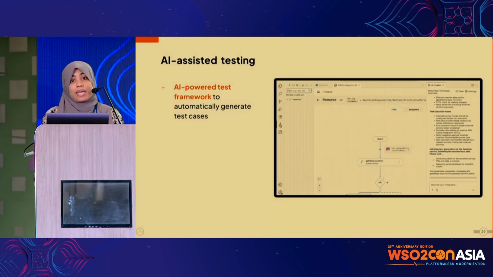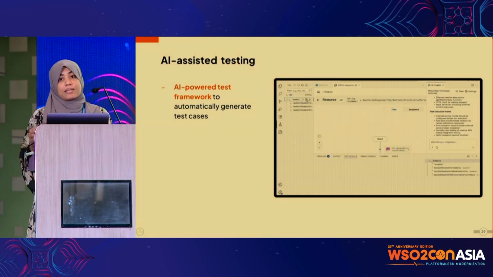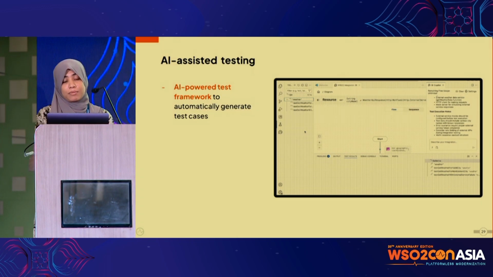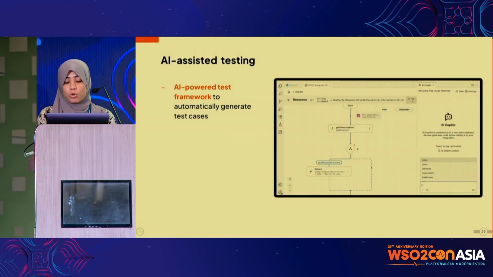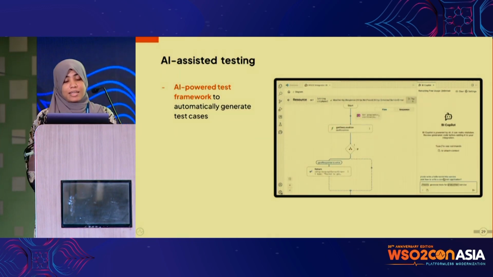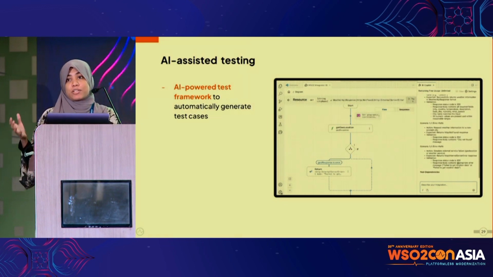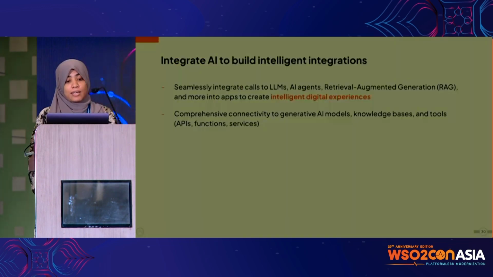There's also AI-assisted testing. BI supports testing, and to add on to that, you can use Ballerina Integrator Copilot to generate tests against a particular function, against our implementation, but also against specific resources.